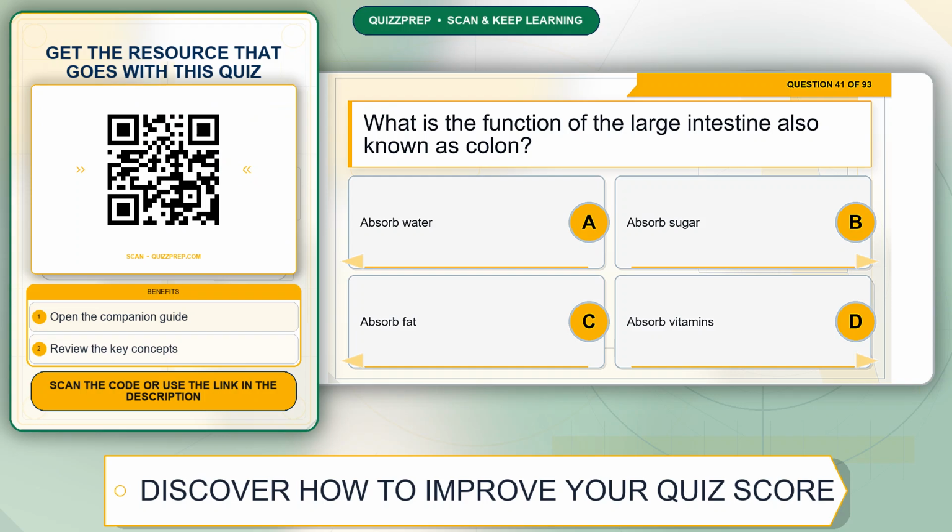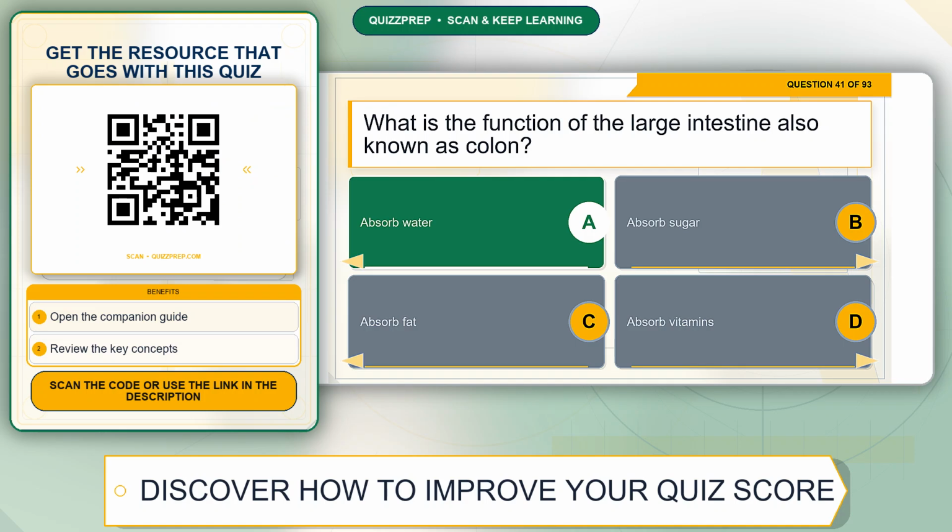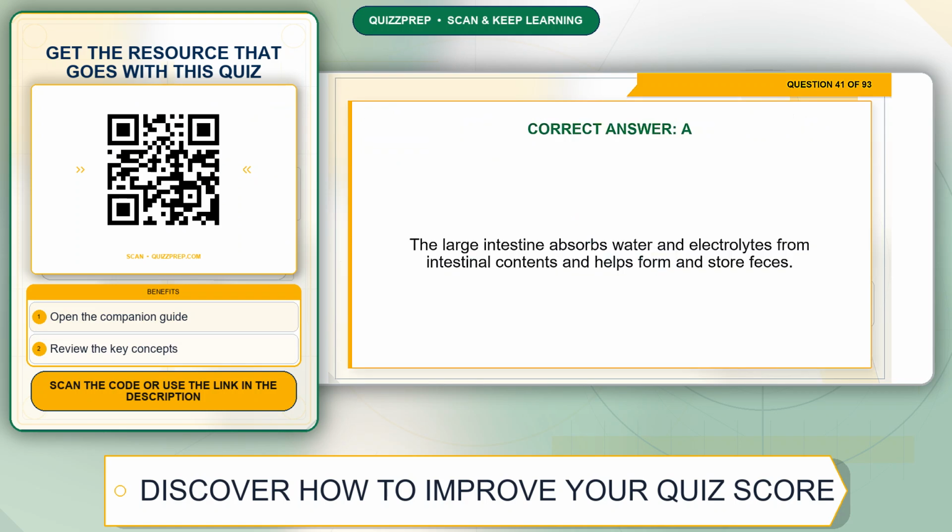Question 41. What is the function of the large intestine, also known as the colon? Option A, absorb water. Option B, absorb sugar. Option C, absorb fat. Option D, absorb vitamins. The correct answer is option A, absorb water. Explanation. The large intestine absorbs water and electrolytes from intestinal contents and helps form and store feces.